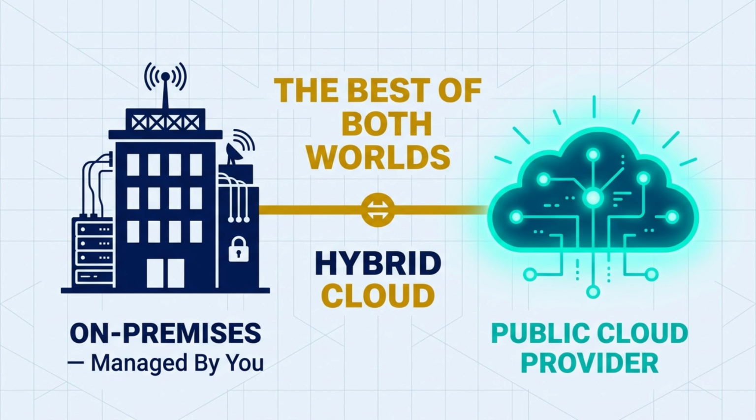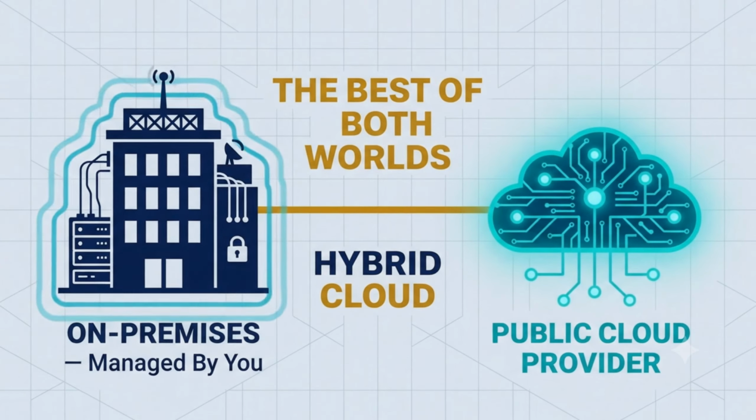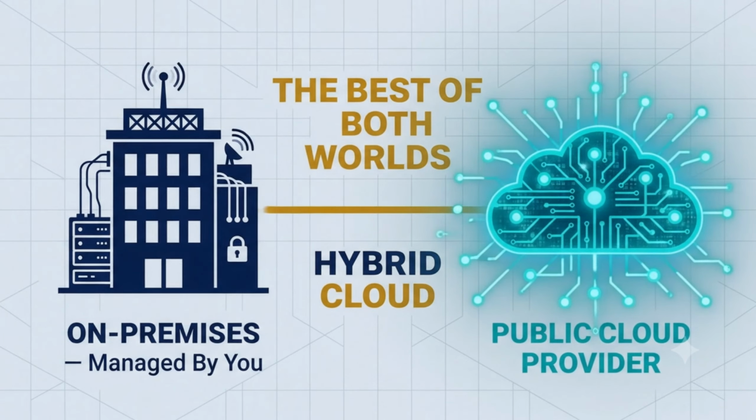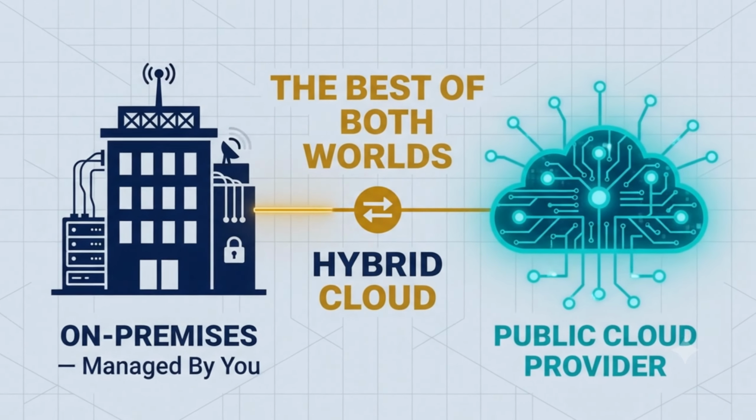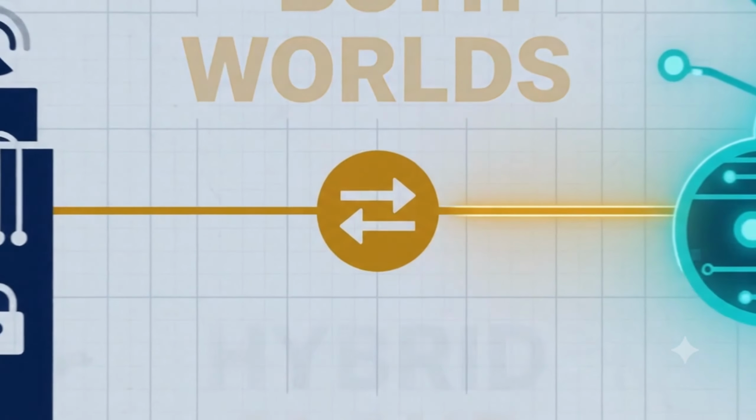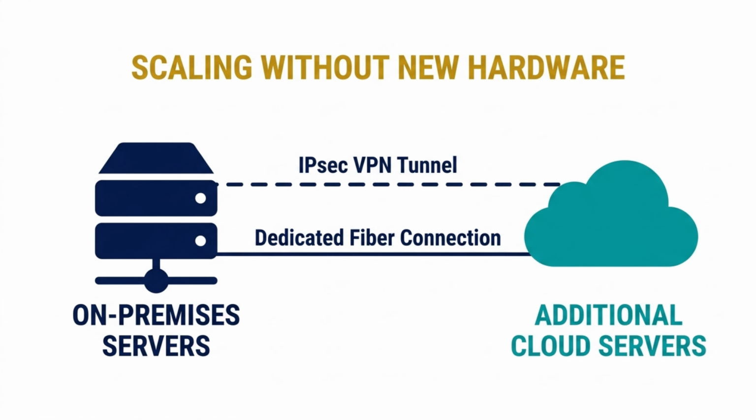A hybrid cloud is a combination of IT services, some deployed on premises and managed entirely by your business, integrated together with one or more third-party cloud providers. Most companies that venture into public cloud actually start with some form of hybrid model first. A common example is scaling. Instead of buying more expensive physical servers, a business sets up network connectivity between their on-premises infrastructure and a public cloud provider, spinning up additional servers in the cloud only when needed.